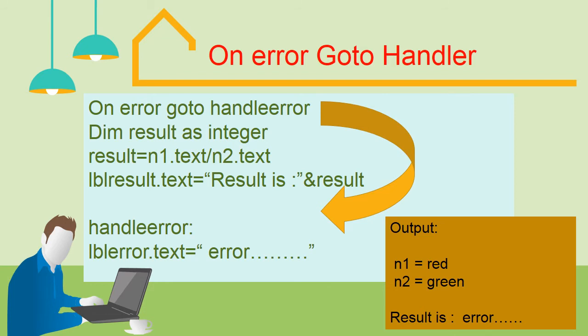Next one is on error go to handler. In this sample, we are using the on error go to handle error. So when the error occurs, it skips the particular line and goes to the handle error statement. There we can use the label and we can display the value according to the error. So in this sample program, when we enter the input as string red and green, it skips the error and moves to the handle error and displays the result as error, which we have displayed in the label error.